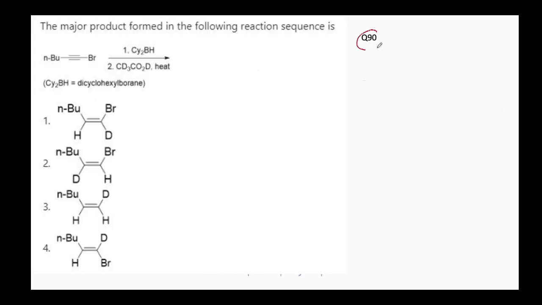Now we move onwards. Another very important question, guys. Major product formed in the following reaction sequence is. You are seeing a very, very important question based on regio and chemoselectivity once again, so mostly regioselectivity. Now dicyclohexyl borohydride is going to make sure that you have hydroboration in this way, such that the boron stays on the less hindered side, away from the N-butyl group. This is going to add in this way.